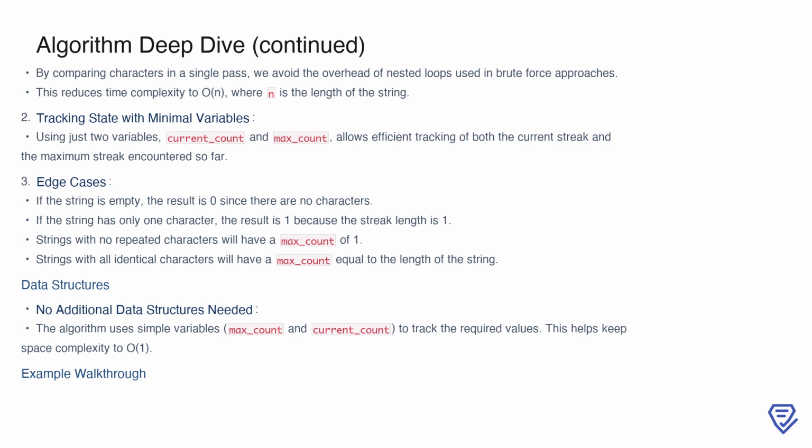It's also important to consider edge cases. For example, if the string is empty, the result is 0 since there are no characters. If the string has only one character, the result is 1 because that single character forms a streak of length 1. In cases where no characters are repeated, the max_count will also be 1. Conversely, if all characters in the string are identical, the max_count will equal the length of the string. This simplicity of design ensures the algorithm handles all scenarios robustly without requiring additional data structures.